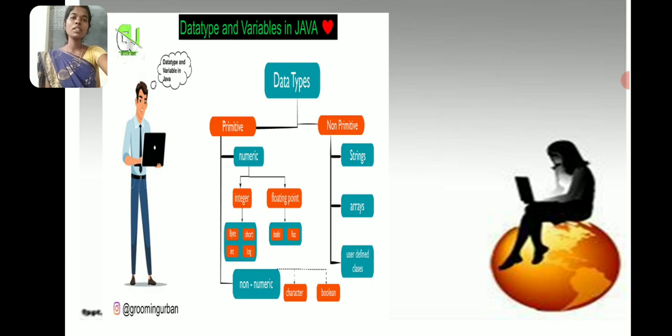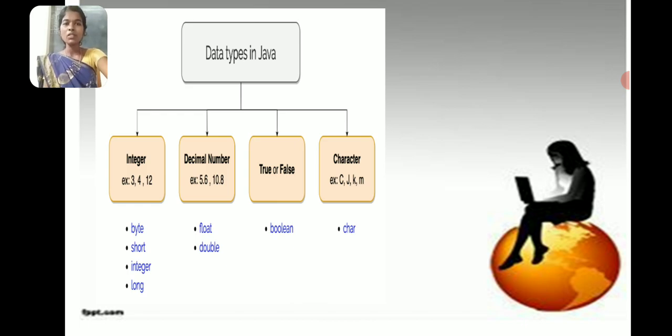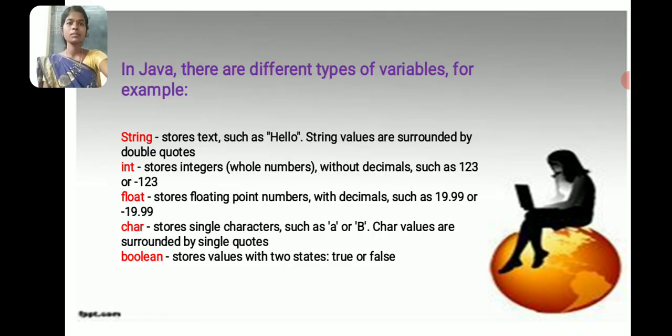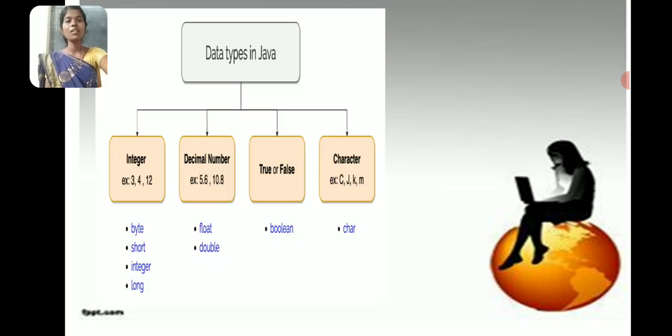So here we have discussed data types. Here I will show some examples. In Java, there are different types of variables. For example, the string data type is used to store text, for example, hello. And the int, the integer data type, is used to store whole numbers, for example, 3, 4, 12.